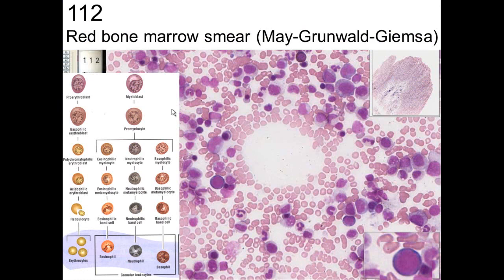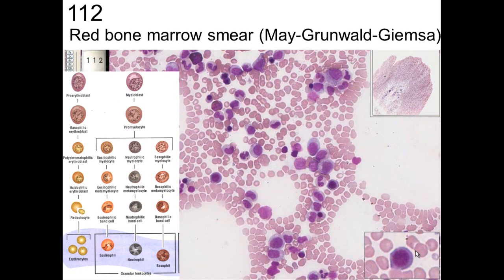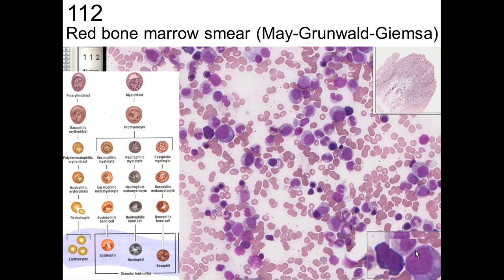Bone marrow is a source of cells. This is a pronormoblast here. A nice nucleus is not fractured, and a sky blue small rim of cytoplasm. That is your earliest cell that's going to make a red blood cell.